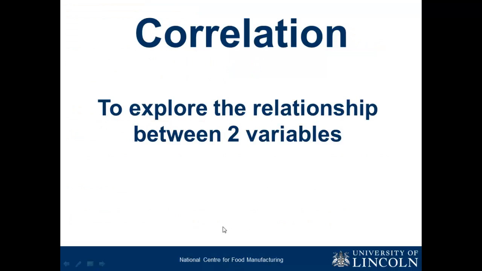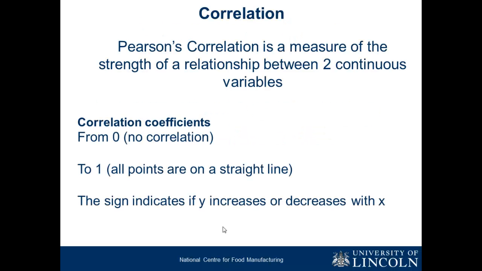Okay, now correlation. This is exploring the relationship between two variables. There are several types, but we're going to be focusing on Pearson correlation. This is a measure of the strength of a relationship between two continuous variables. Now your correlation should be between 0 and 1. Sorry, your correlation could be, let me correct that mistake.